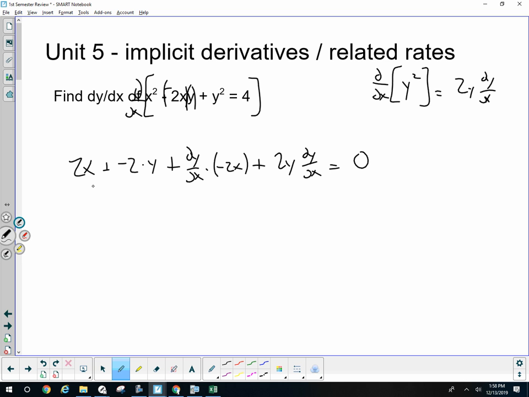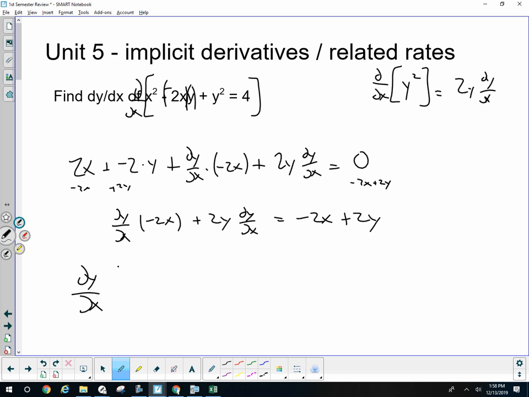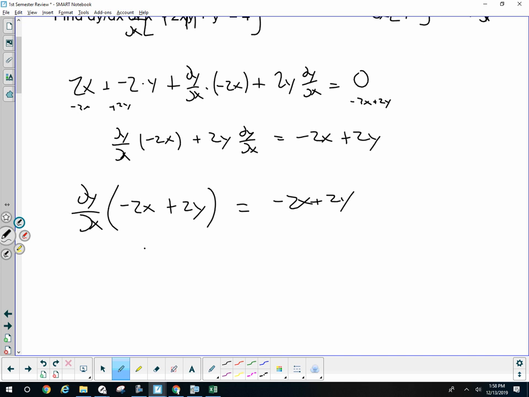Then the next thing we do is actually solve for dy dx. We subtract the things that don't have a dy dx. So I'll subtract the 2x, I'll add the 2y. Then of the remaining terms that have the dy dx, I can factor it out. It's just something that's being multiplied. So after I factor dy dx out, I'm going to be able to divide by negative 2x plus 2y. I end up with something that ends up being 1 in this situation.